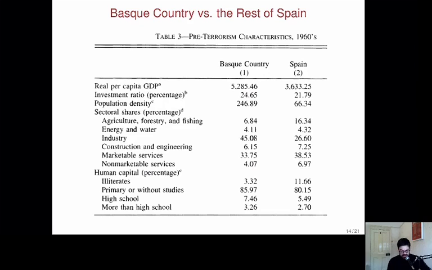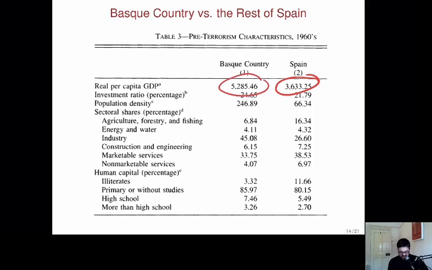And here, this table shows why it would be very hard to just do a comparison of the Basque Country before and after relative to the rest of Spain before and after. So basically a 2x2 diff-in-diff, which would be the simplest way of doing this. The reason we can see here is that Spain on average is a lot poorer, for example, than the Basque Country.